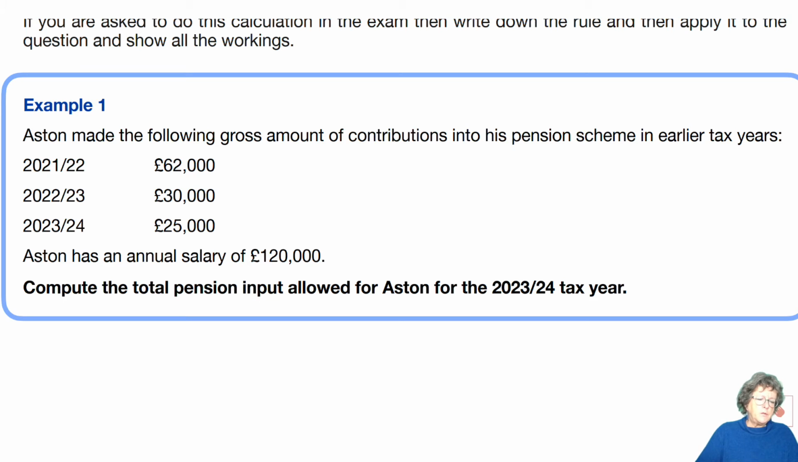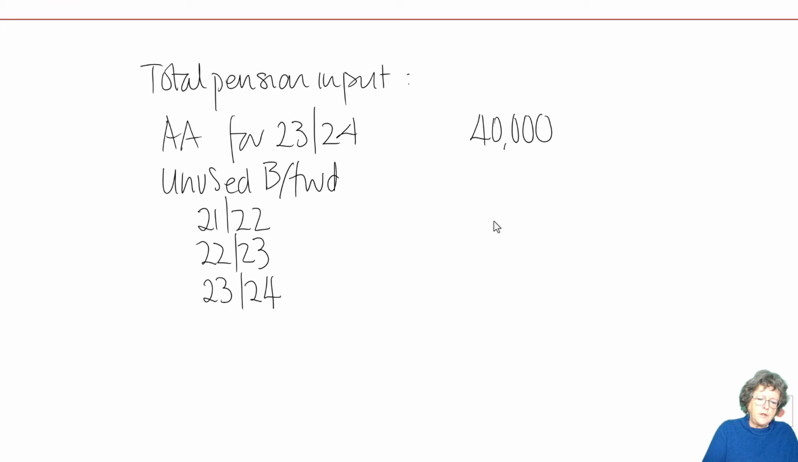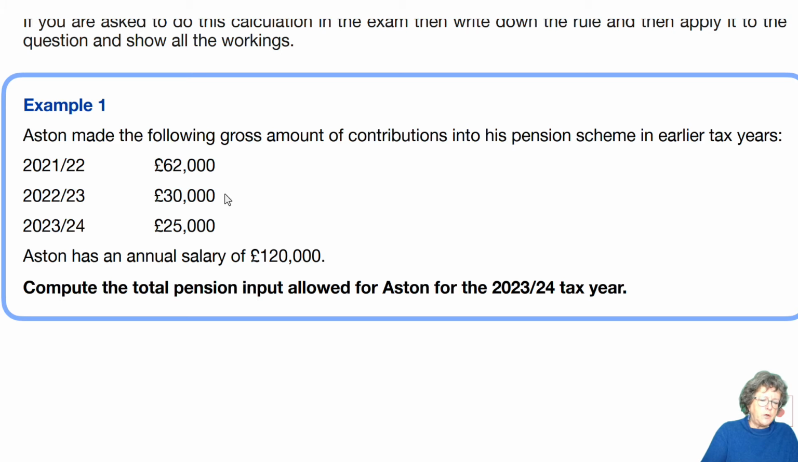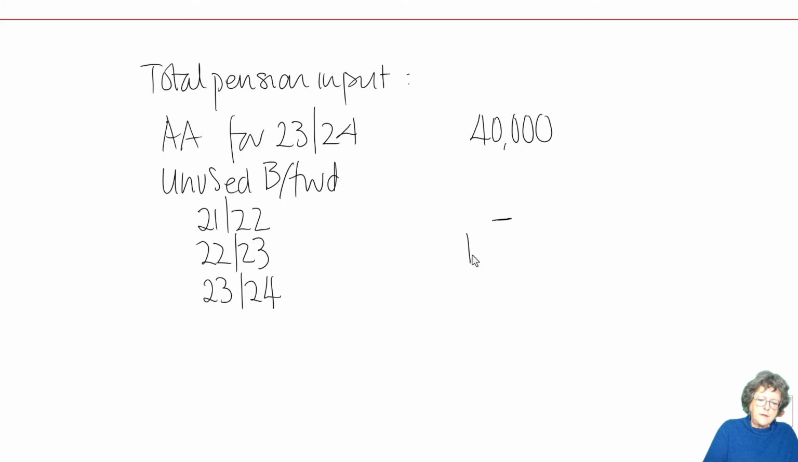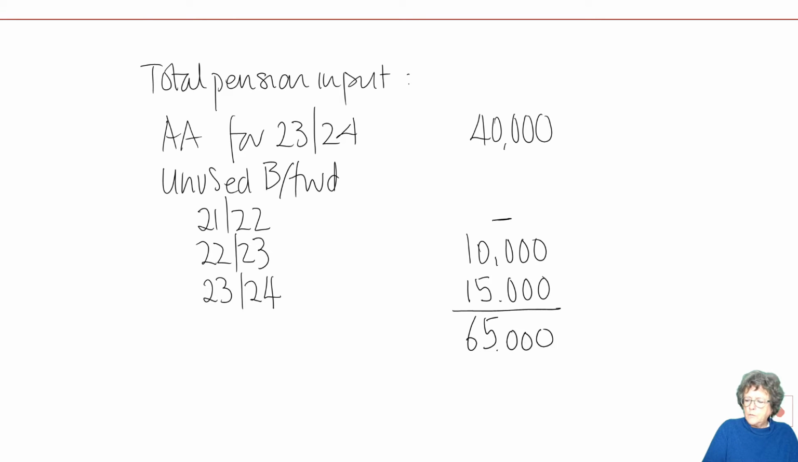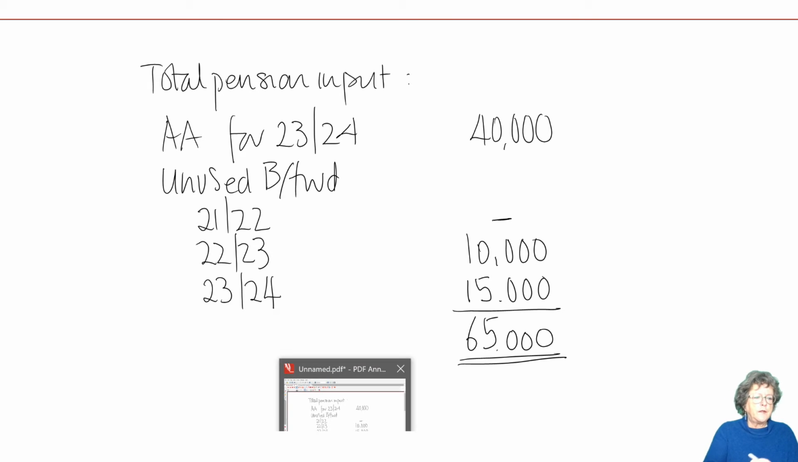So in 21-22 he used that in full, didn't he? So there is nothing that we can bring forward there. Back to the notes, we've got 10 there and we've got 15 there, which is 65,000, which is the total pension that he's allowed to put in in the form, and obviously he's got the maximum amount of net relevant earnings to cover that.